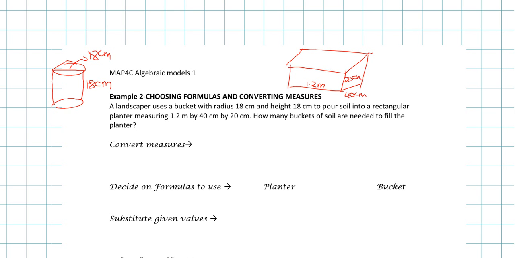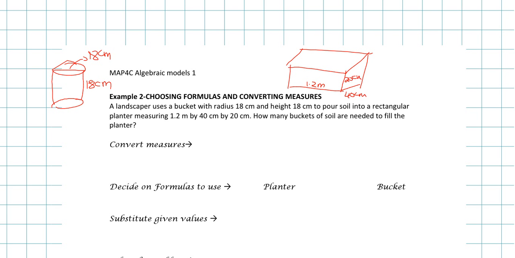So in order for me to know how many buckets I need to fill, what am I comparing here? The volume of the bucket to the volume of the rectangular prism. And once I know both, I can find the ratio between the two, like divide them, right? So I know how many buckets I need.